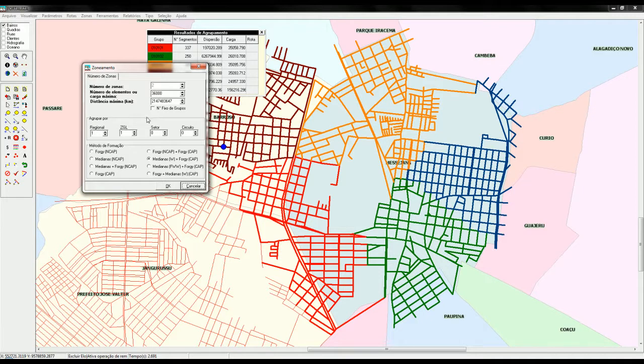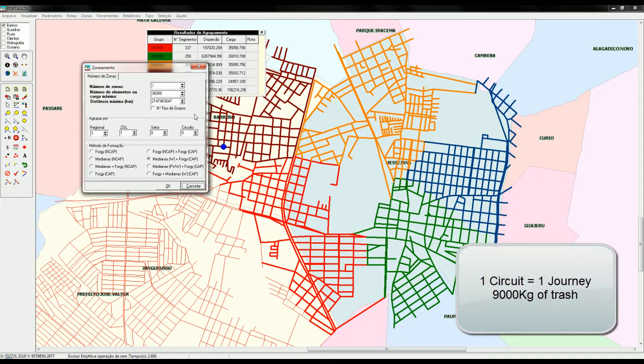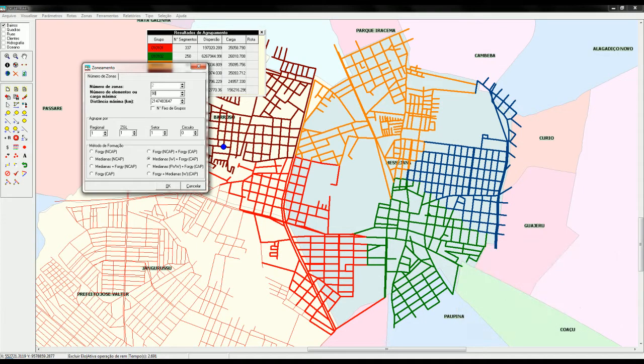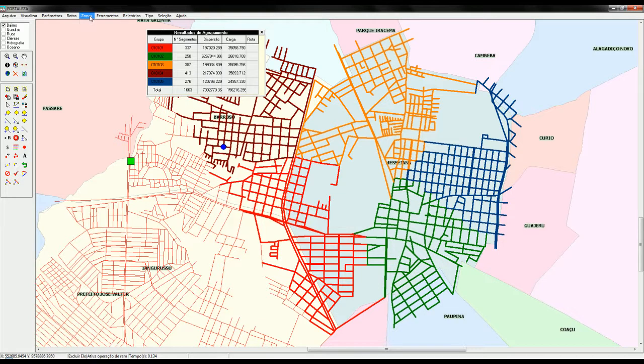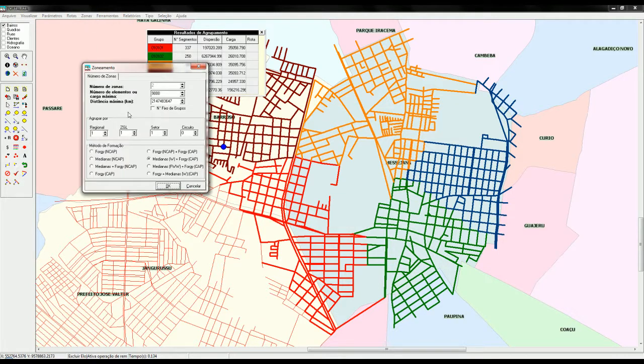And finally, we will divide each sector into circuits. A circuit can be understood as a collection area of one journey done by one truck. In other words, each circuit must be composed of only 9,000 kilos of load, the full charge of one truck for one journey. Now we're going to generate circuits for each one of the 5 sectors.